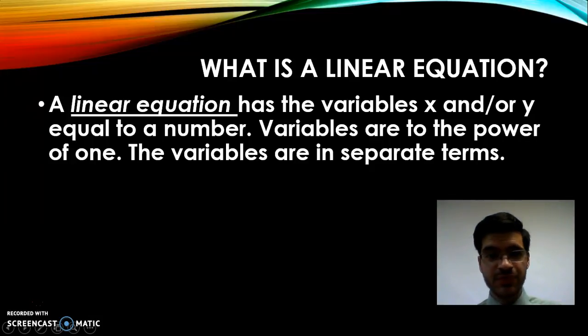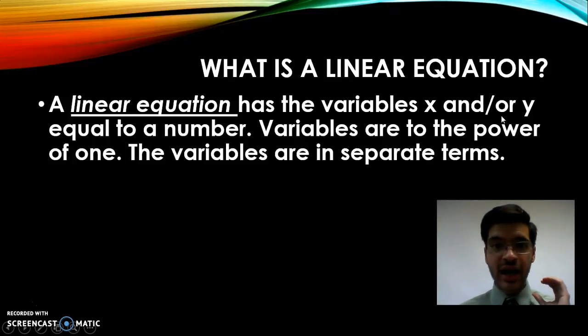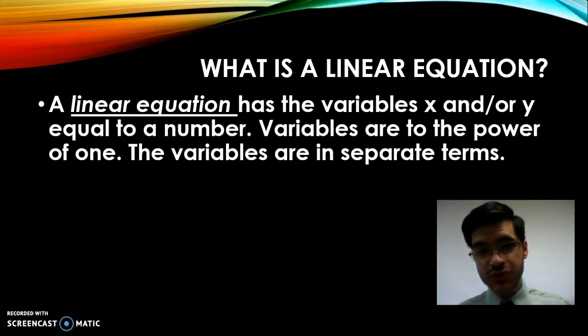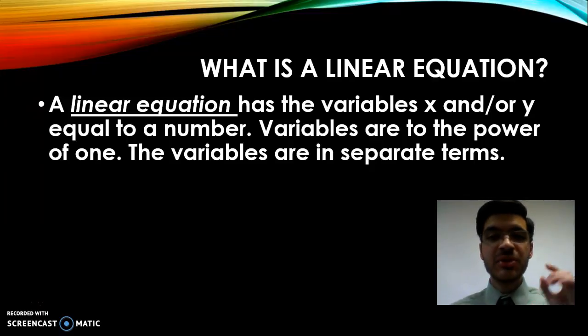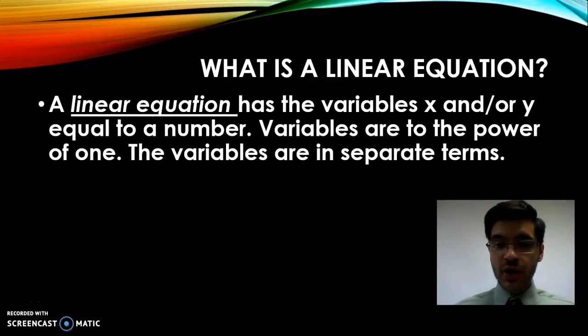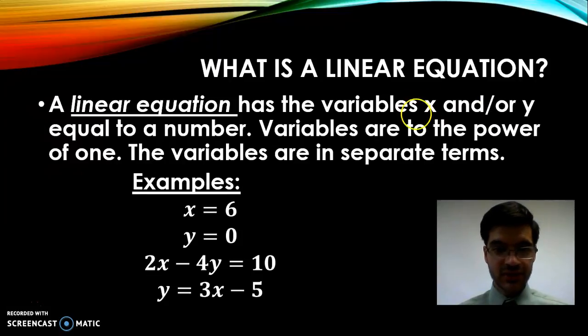A linear equation has the variables x and/or y, so it can have both, it can have just one of them, but it needs at least one of them, and it needs to be equal to a number. The variables are also to the power of 1. That means there's no x squared, no x cubed. The variables are in separate terms. Let's look at some examples to get some better ideas of this.